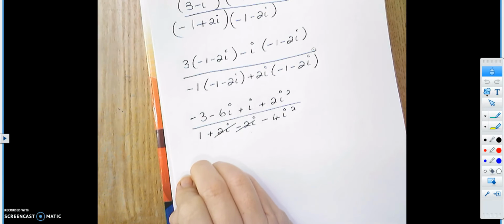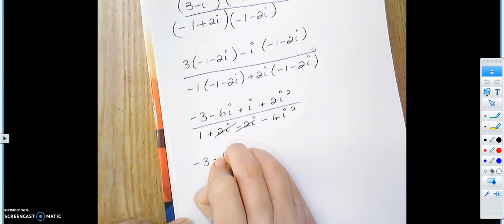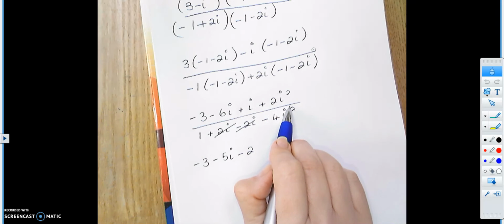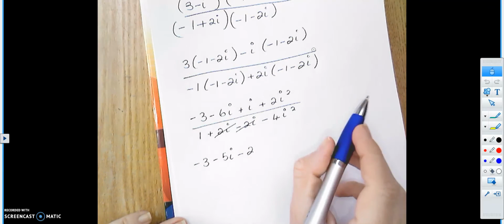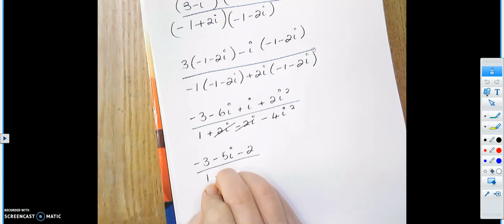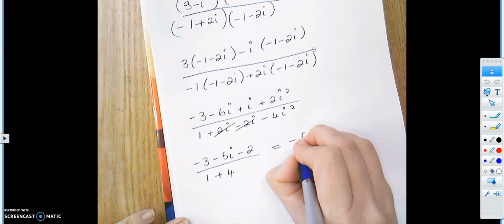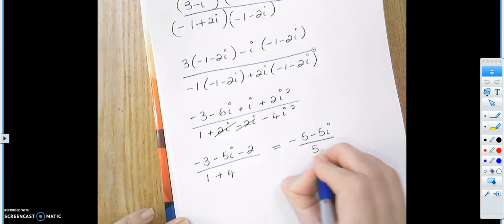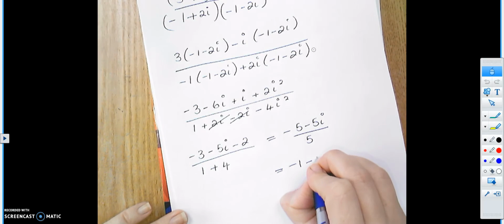Alright, so tidying up the top line, I'm getting minus 3 minus 5i minus 2. So it was a plus 2i squared. So I just write down the coefficient, which is 2, and change its sign and don't write down the i squared. That's the top. The bottom is 1. Now it's plus 4. Tidying that up again, I'm getting minus 5 minus 5i all over 5. Dividing by my 5, so I'm getting minus 1 minus i.